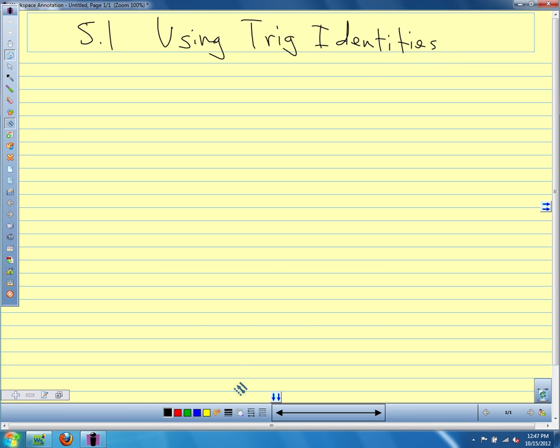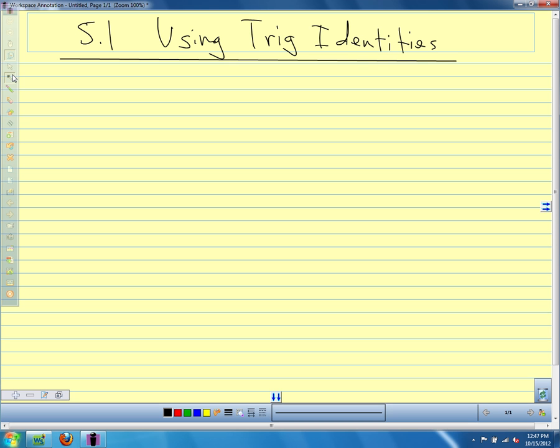And we're going to talk about using trig identities. Now, we did a little bit of this in chapter 4 where we simplified things with our trig identities. We're going to do more with that. We're going to go into a little more depth with trig identities, with trig functions in general.